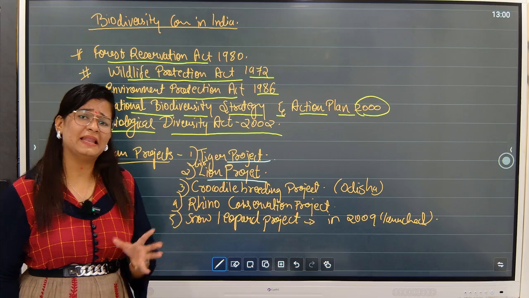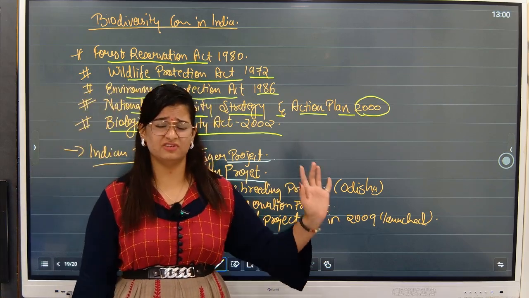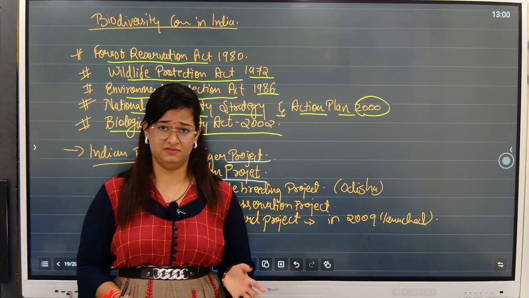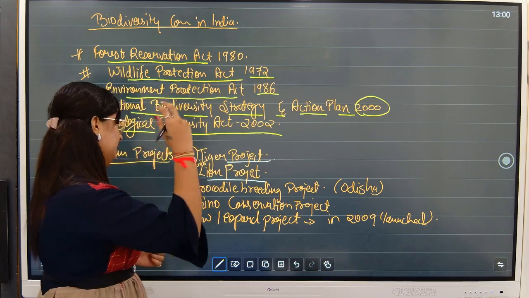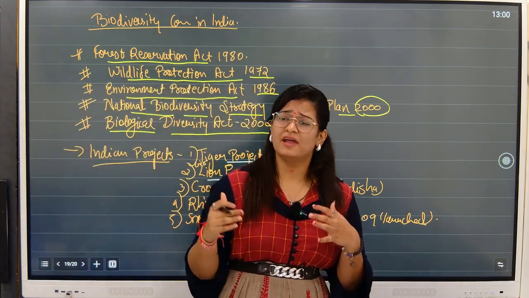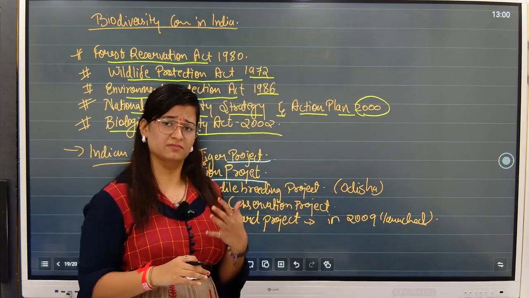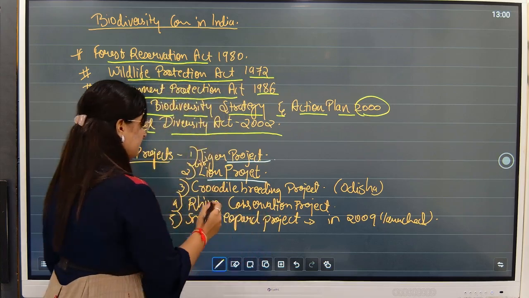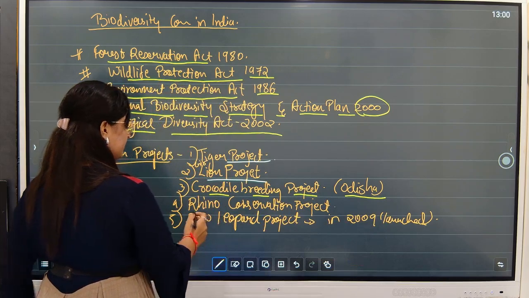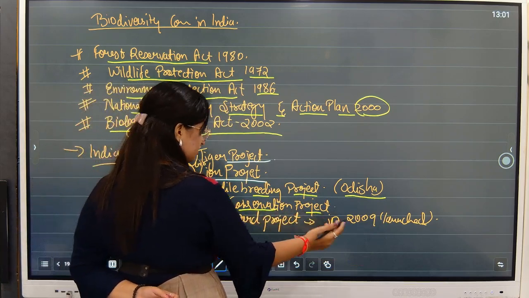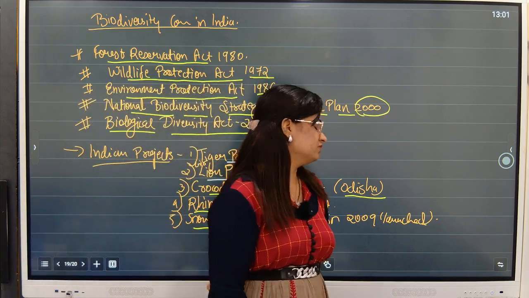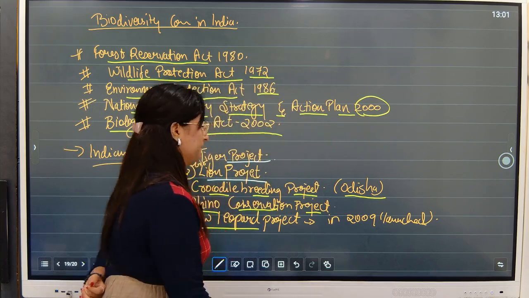Now Gir forest में भी lion का जो population था initially, उसमें और अभी में it is a very big difference, and because of that we came up with that project also, where we are going to try to conserve as many lions possible. Then we have crocodile breeding project, which is in Odisha. Then we have rhino conservation project, and then we have snow leopard project, which was launched in 2009.